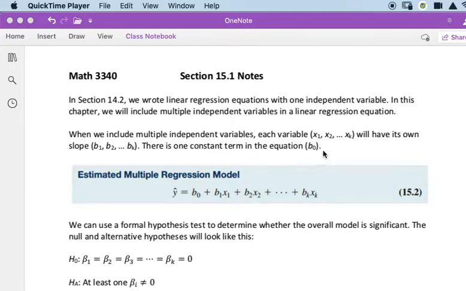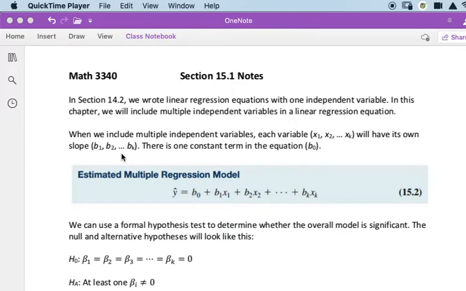So we will be labeling these variables with subscripts that have numbers. So x1, x2, x3, x4, etc. for however many variables we have. The slopes will be labeled accordingly, b1, b2, b3, for however many slopes we have.